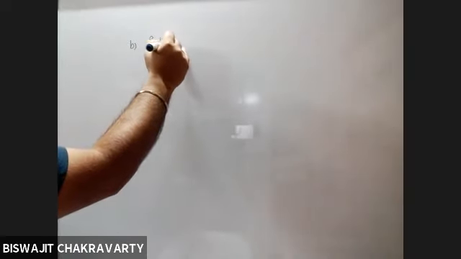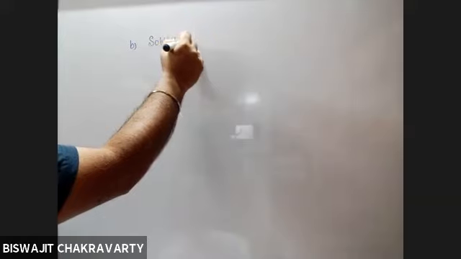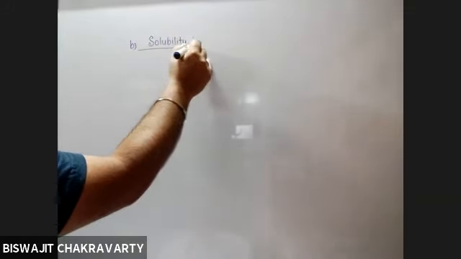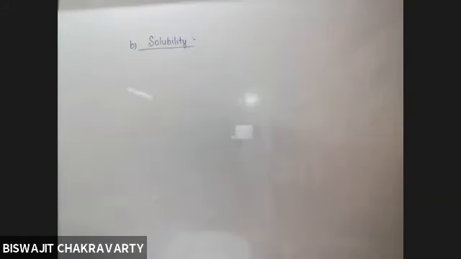So after the boiling point, we move on to the second important physical property, that is solubility. We had already discussed in the last chapter that haloalkanes are insoluble in water or partially soluble in water. It means that they have very, very poor solubility in water.